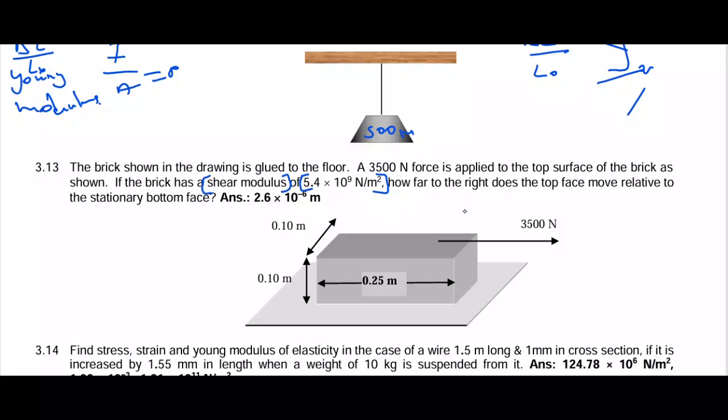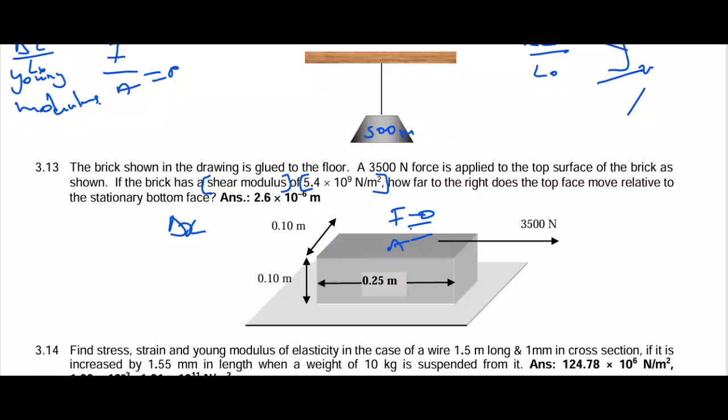They ask how far to the right. Remember, this is an area, and this is the force exerted, which means this and that are parallel. So we are talking about the shear modulus, which involves forces parallel to the area. How far to the right does the top face move relative to the stationary bottom? Remember, they need to know how far it will move. So now they need the change in x.